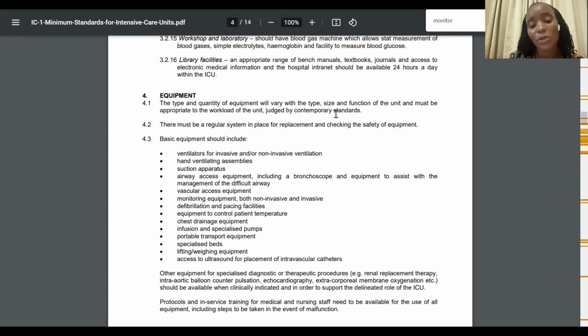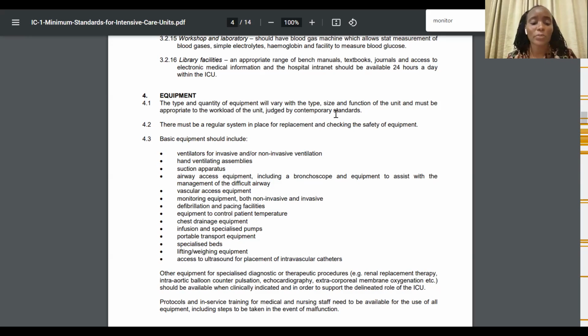These are very important because if you want this patient sedated, probably on midazolam, you're going to need an infusion pump. Or if the patient is hypotensive and you need to give your inotropes, for example noradrenaline, you need a pump that will be able to deliver the drug according to how you set it.